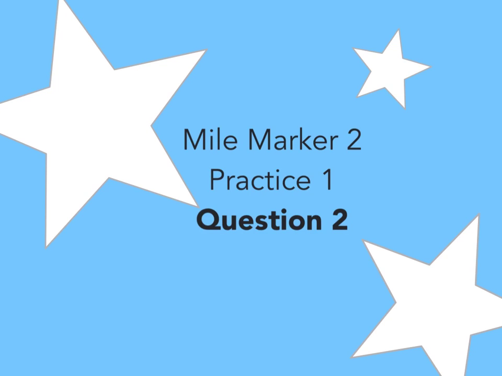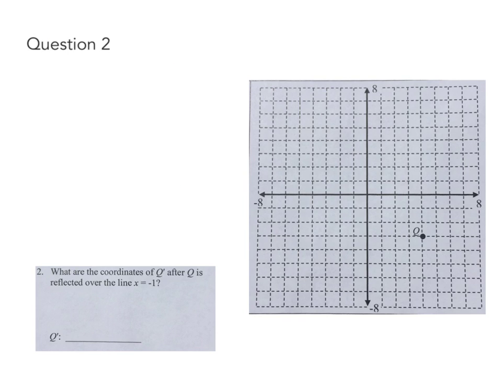This video tutorial is for mile marker 2, practice 1, question 2. In question 2, we're using the same graph as in question 1, but remember, we're going to actually start from the original point Q, not the new Q prime from question 1. So in question 2, we're asked, what are the coordinates of Q prime after Q is reflected over the line x equals -1? So a couple things to remember here.